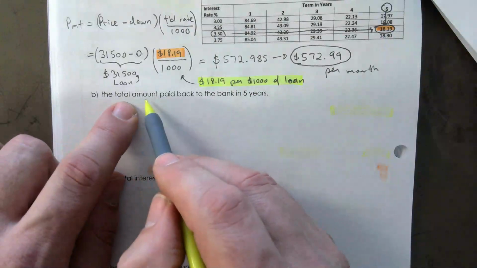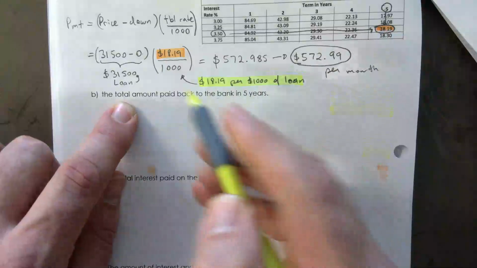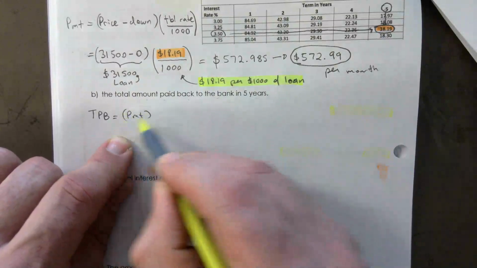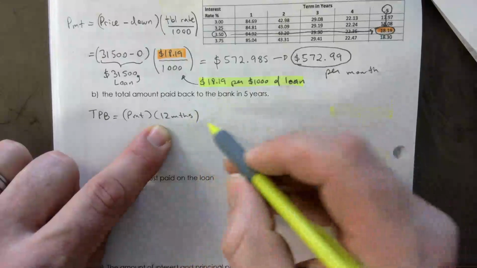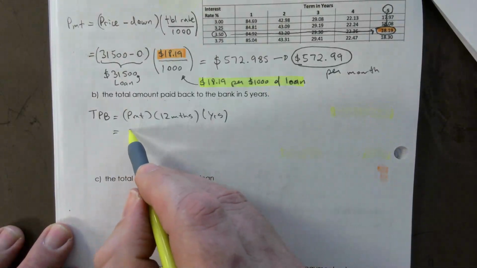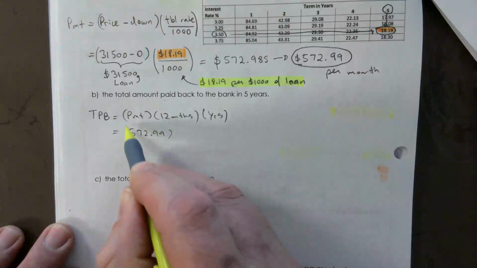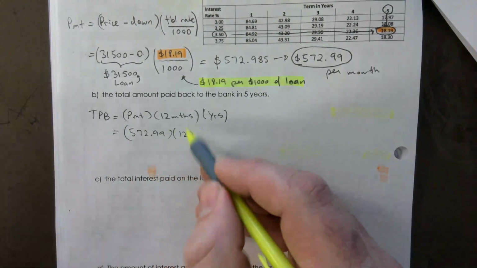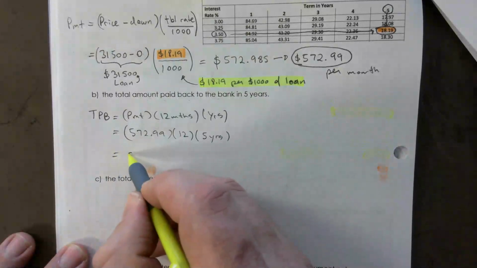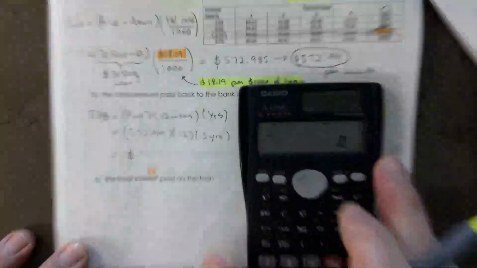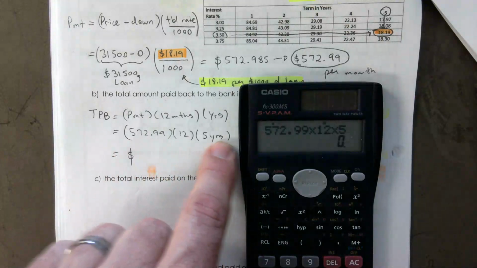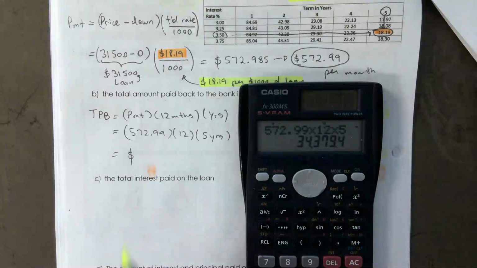Determine the total amount paid back to the bank in 5 years. This is this part, total paid to the bank, which is your payment times 12 months times the number of years of this particular loan. So I know it's $572.99. I multiply by 12 always. And in this case, it's 5 years, correct? So you just go times 5. Don't forget your dollar sign. You can do it all in one shot, or you can do two numbers, then the third. It doesn't matter.